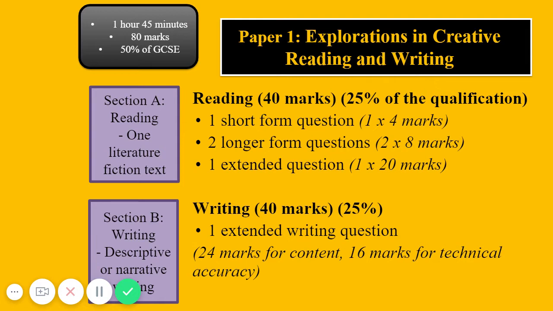Now, this paper is slightly different to the paper your son is currently studying because it's a fiction paper with explorations in creative writing and reading, and it's one text. So it's one literature fiction text. They'll have 4 questions to answer in the reading section and then another question to answer in the writing section. The question in the writing section is 40 marks, and what's really important here is the 16 marks for technical accuracy, which ultimately is making sure they're using the correct spelling, punctuation, and grammar.